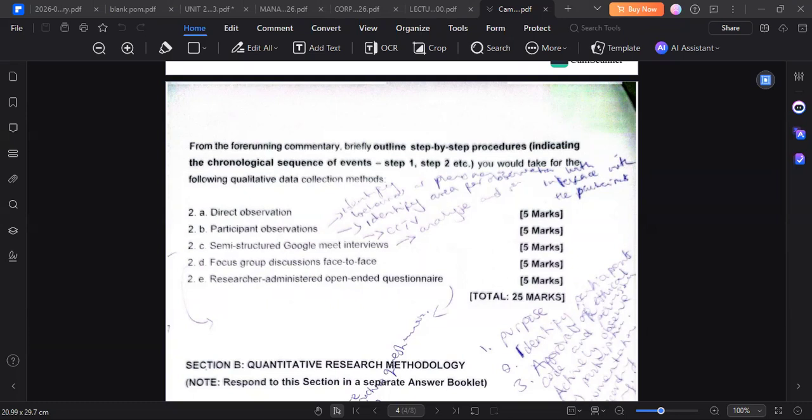Step two, you gain entry. Because this is participant observation, you need to build rapport with these participants, so you explain your purpose. Step three, you choose what? The participation level. You can either be full participant or part participant. Step four, you learn the group norms. Initially, you need to observe, you record, you learn their language and routines.